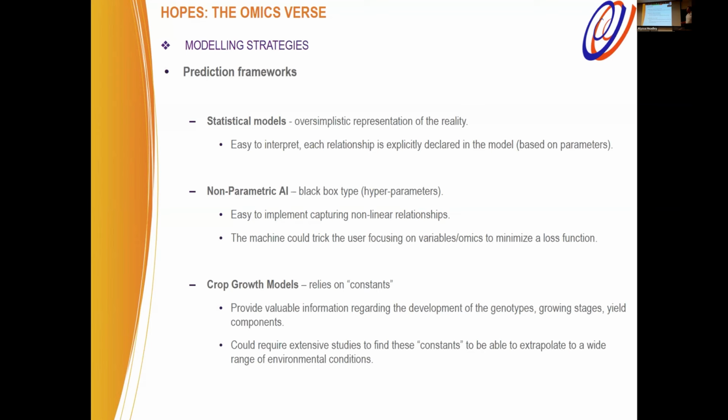Second set of methods, non-parametrics or AI, right? Now everybody is talking about AI, ChatGPT, etc., Llama models, etc. These are good, but they are some sort of black box type, and they rely many times on hyperparameters. You have to optimize the selection of hyperparameters to make it work very well with your data set. Number of hidden layers, optimization function, dropout, learning rate, etc. The disadvantage is that many times the machine could trick the user, right?